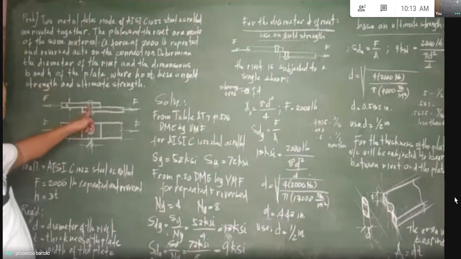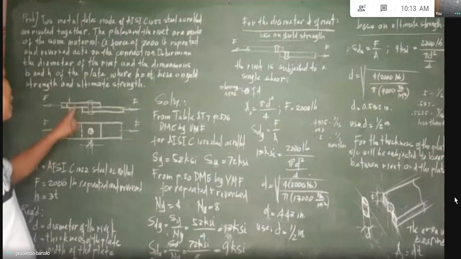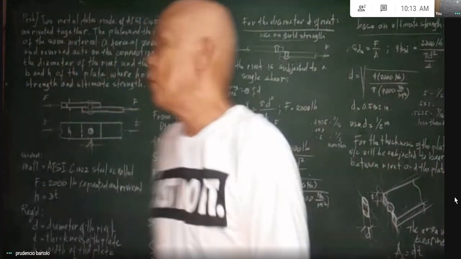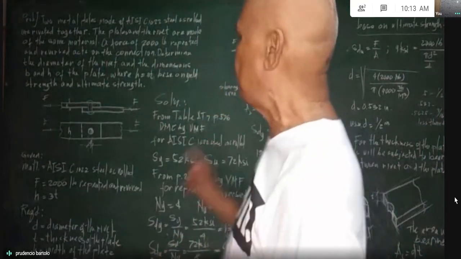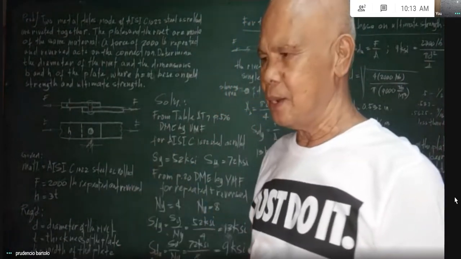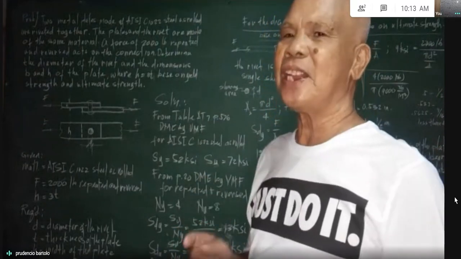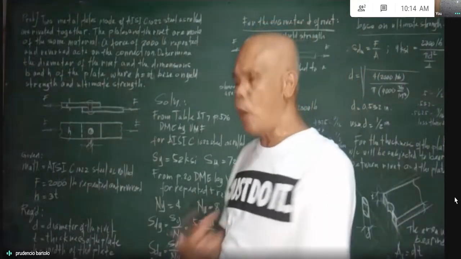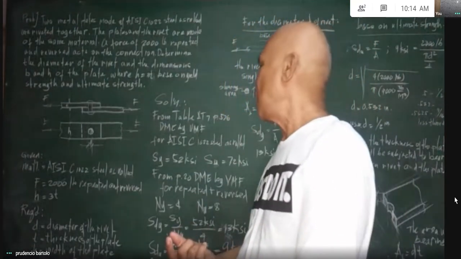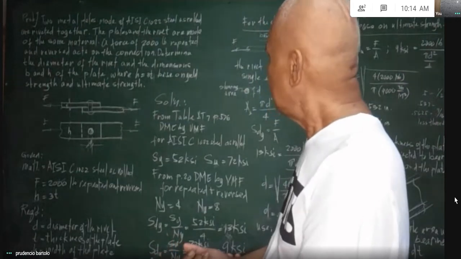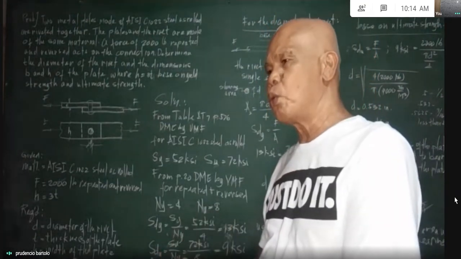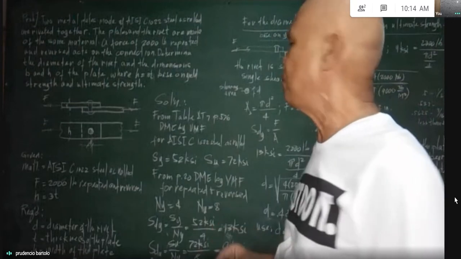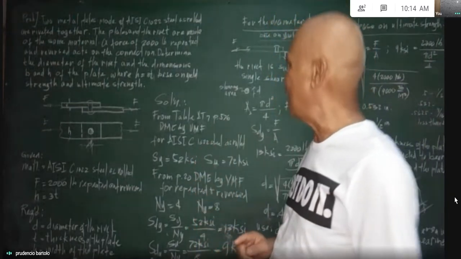So if this rivet fails in terms of shearing stress, and as we can see, this is just a single rivet. So being a single rivet, therefore, there is only one shear area. So there is only one area under shear. So if there is only one area under shear, we will have the shearing stress referred to as a single shear. So that is because we have only one shear area.